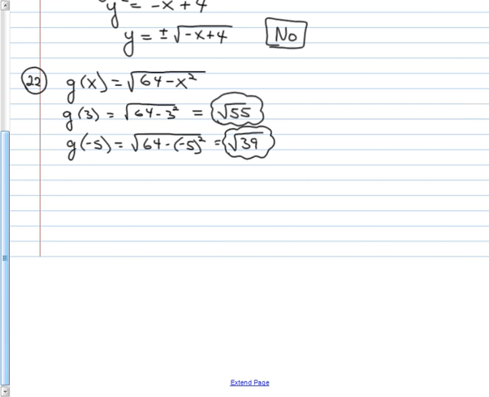C, g of 8. Square root of 64 minus 8 squared. 8 squared is 64. We get the square root of 0, which equals 0.